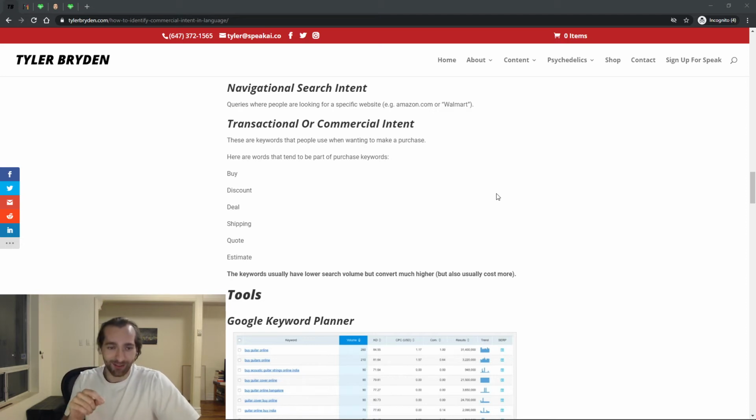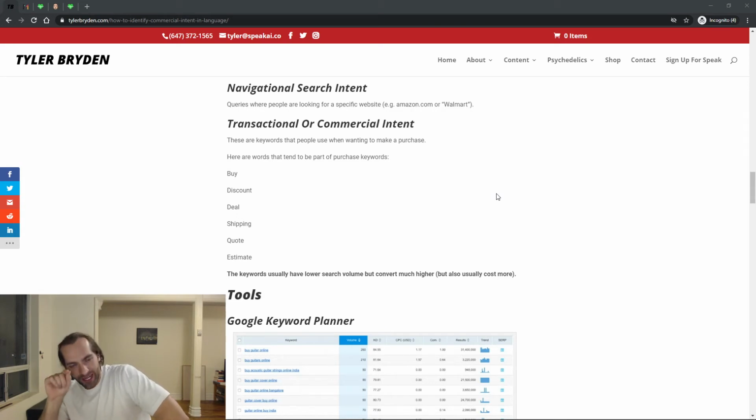I'm going to finish this up, hopefully be able to speak. And then the final stage of this is what we're actually trying to identify today: what are these transactional or commercial intent searches, these queries, or what is this language that indicates commercial intent or transactional intent?